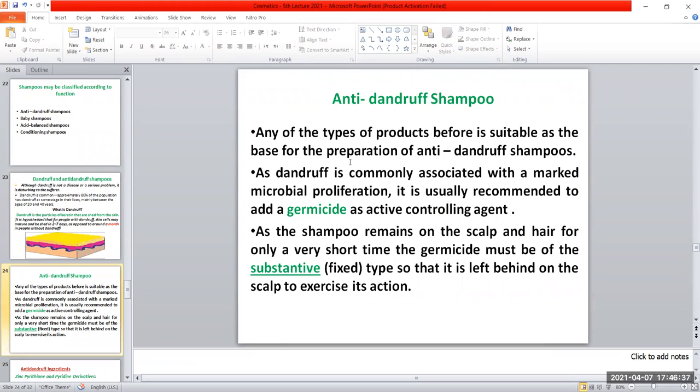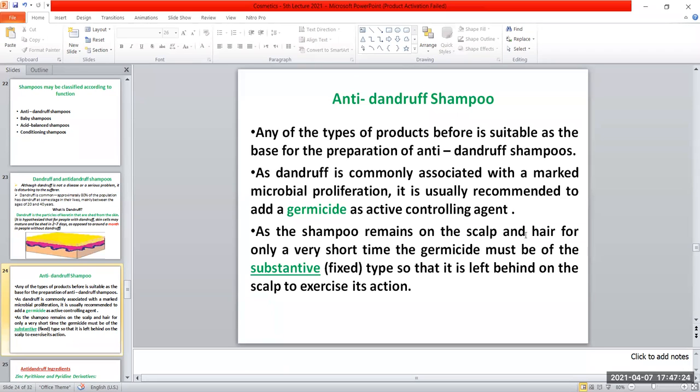Anti-dandruff shampoo. The solution to this case is that we use an anti-dandruff shampoo. You must know that any base of those we mentioned can be used as an anti-dandruff base. Dandruff cases are associated with microbial proliferation, so we may get a microbial infection with dandruff. That's why an anti-dandruff shampoo should contain a germicide to avoid microbial proliferation and any infection for your scalp.